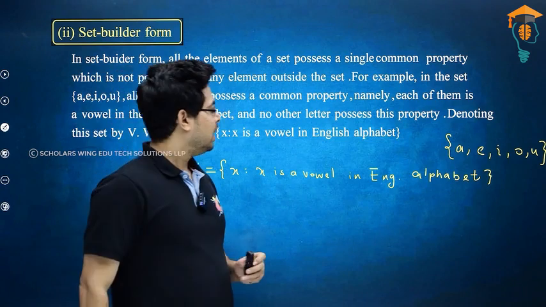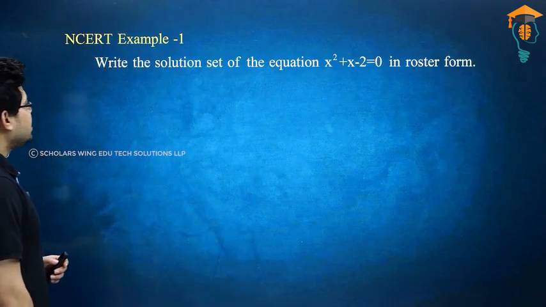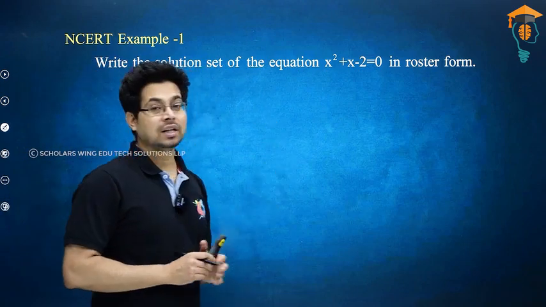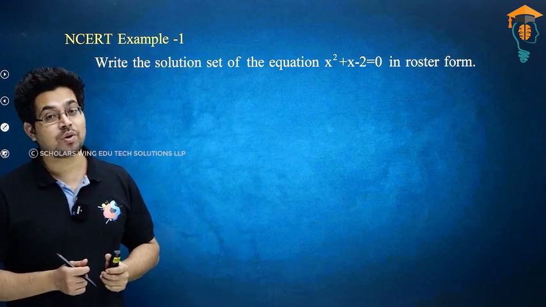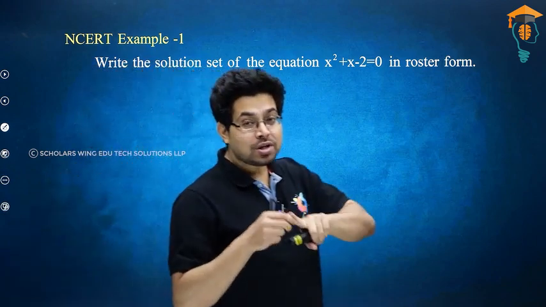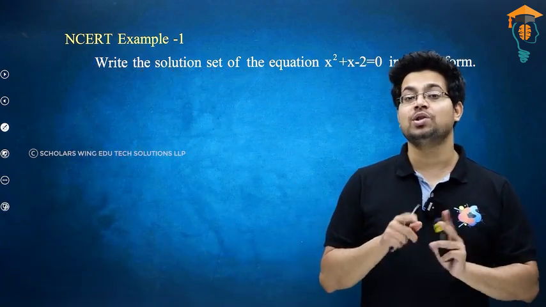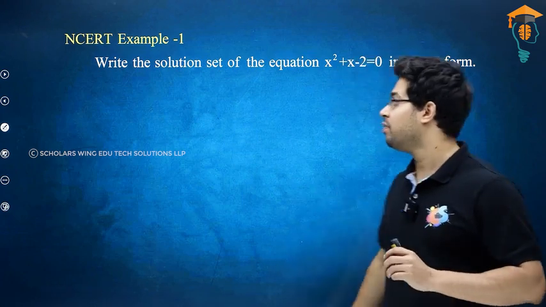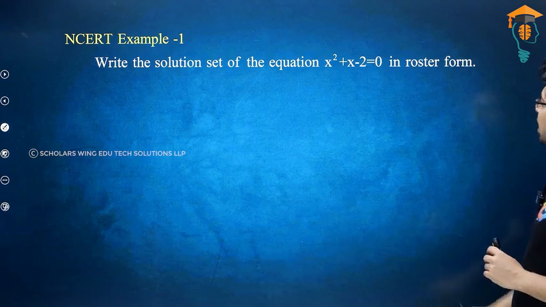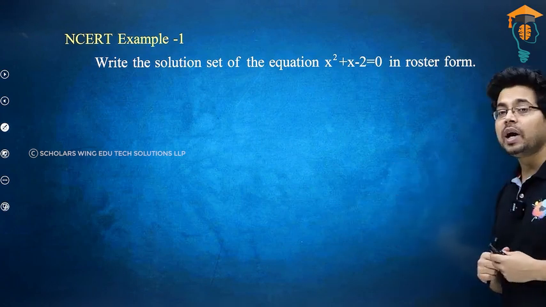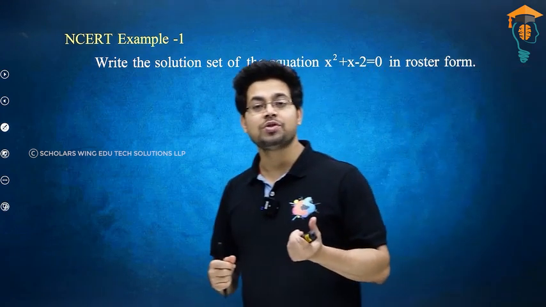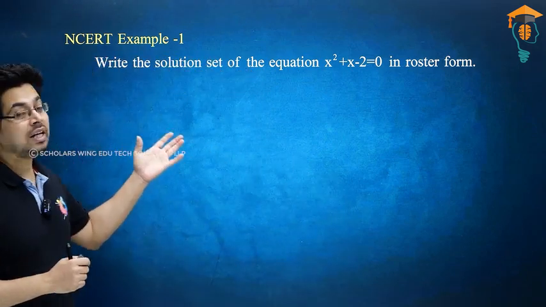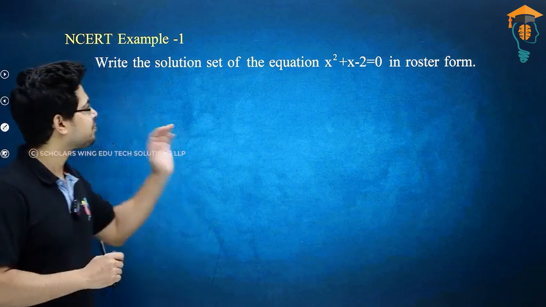Understood? All right. Now, students, over here, let us take few examples. Write the solution set of this equation in which form? Roster form. What was roster form? Remember, roster form and tabular form, they are synonymous. Both are exactly same. And the other one is set builder form. So what is the solution? Of course, here we have quadratic. So at the most we can have two solutions or what? Or no solutions if we are dealing in real numbers, right?